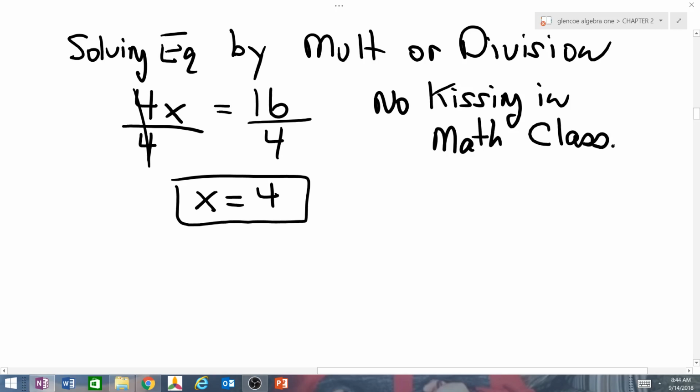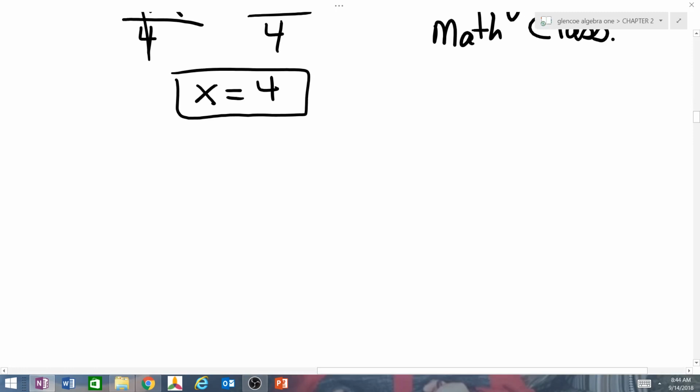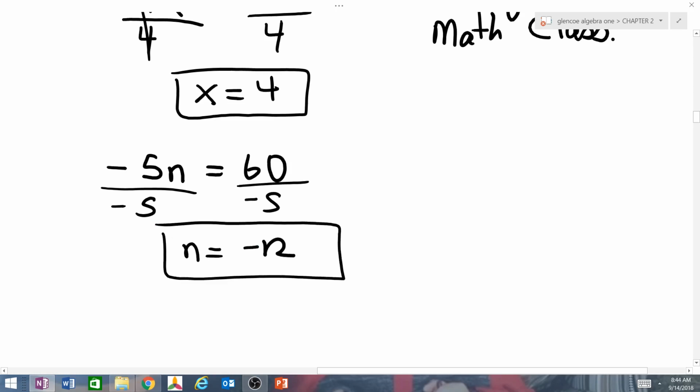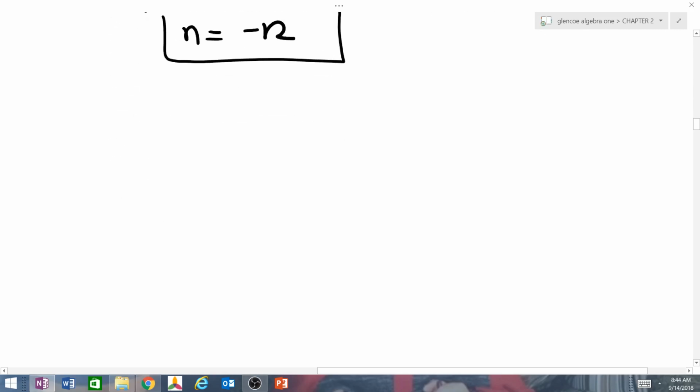Okay, good job. Now let's give you one that's a little bit more detailed. Let's try another easy one. Negative 5n equals 60. Who's kissing n? Are you allowed to kiss at the King's Academy? No. So divide each side by negative 5 and n equals what? Negative 12 is correct. Anybody have a question? Okay, let's do one with a fraction.